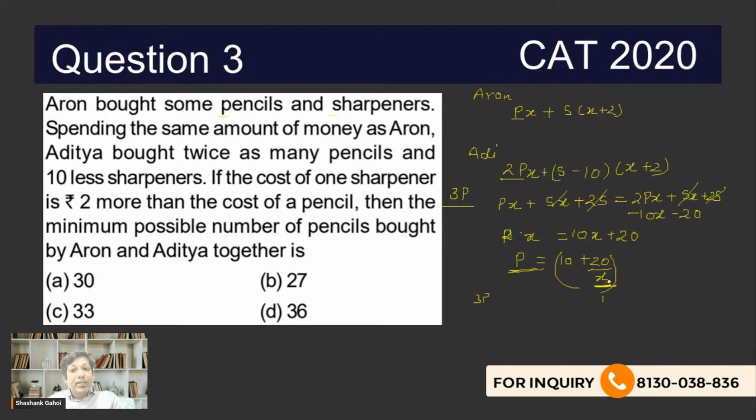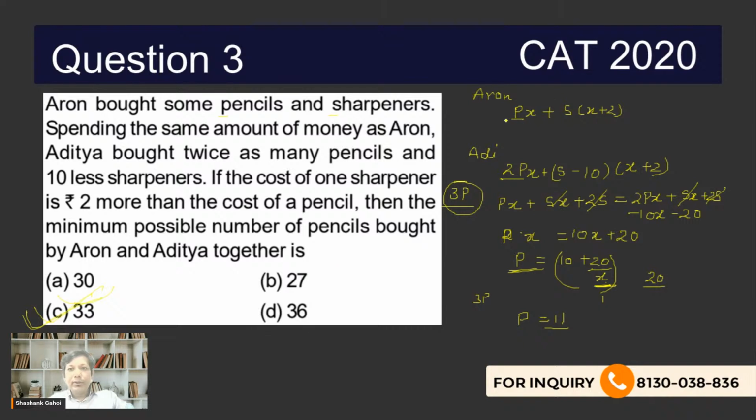So what is the maximum value that x can take? x can take a maximum of 20, right? So 20 upon 20 is 1. 10 plus 1 is 11. So the minimum number of pencils that can be bought is 11. So 3p is my answer, and that is equal to 33. That is my option C. I hope I am clear with this question.